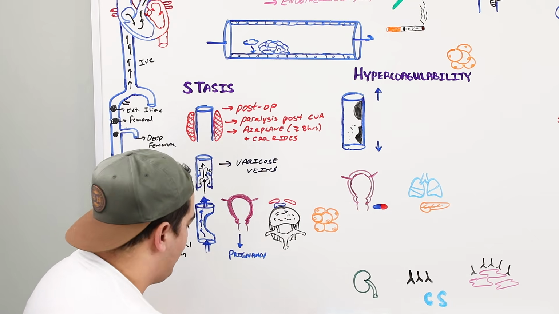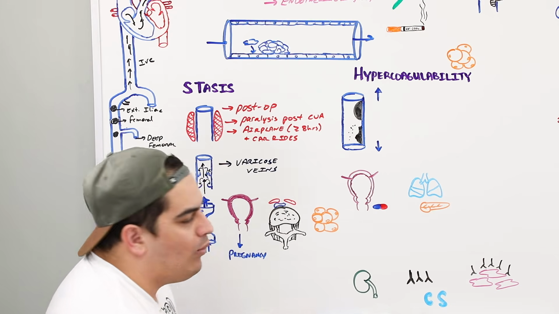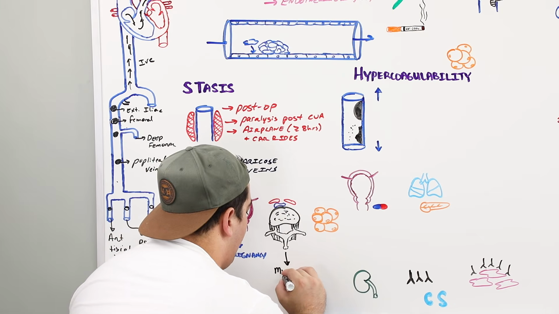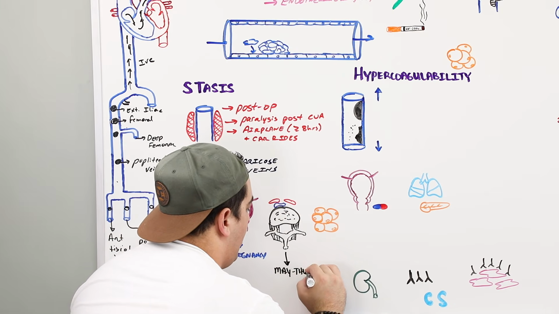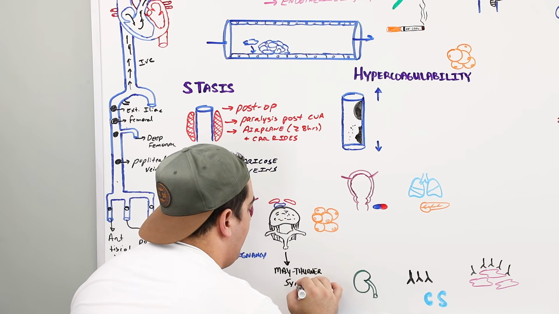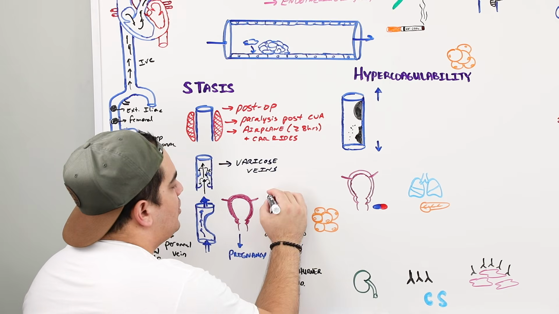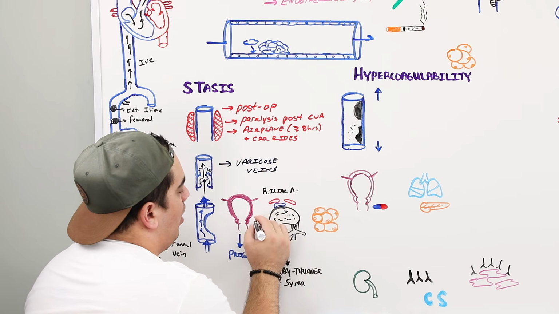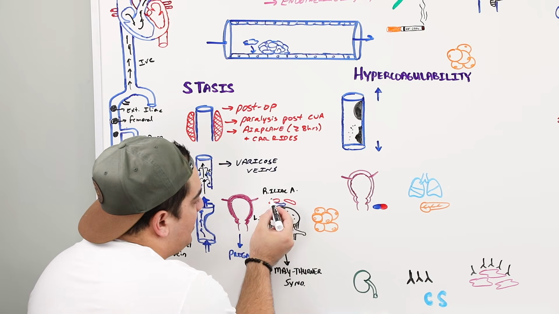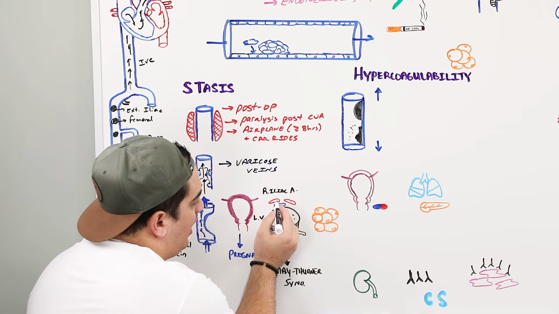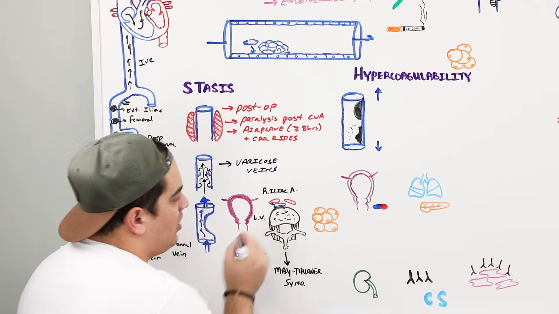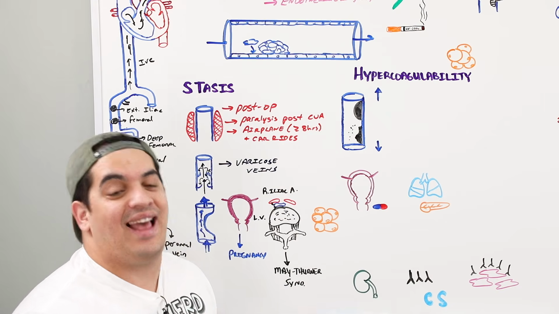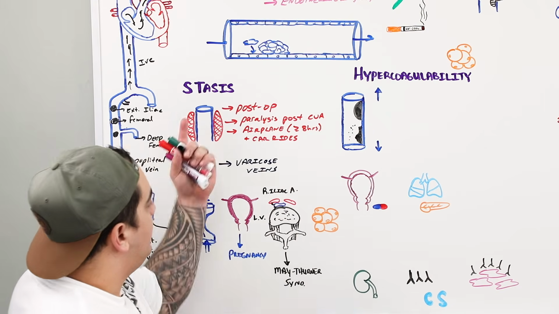There's another one. It's a very weird one, but it's an important one to remember for your exams. There's a condition called May-Thurner syndrome. In May-Thurner syndrome, you have what's called the right iliac artery, and then you have the lumbar vertebrae. Between these two, the lumbar vertebrae and the right iliac artery, they squeeze and compress onto the iliac vein and decrease the actual blood flow up through the iliac vein. And that can again cause the increased risk of stasis of blood flow.